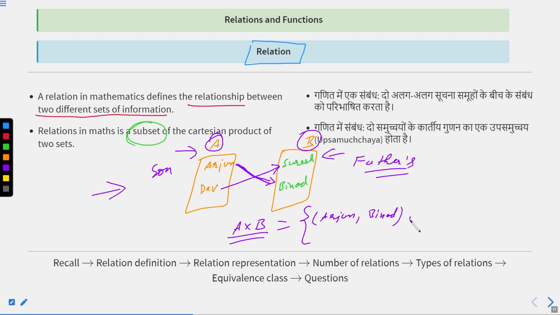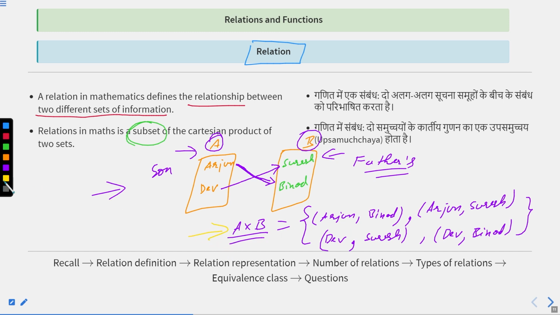Okay, and also Arjun pairing with Suresh. Yes, and now Dev pairing with Suresh and Dev also pairing with Binod. Okay, this is from the definition of the Cartesian product A cross B.